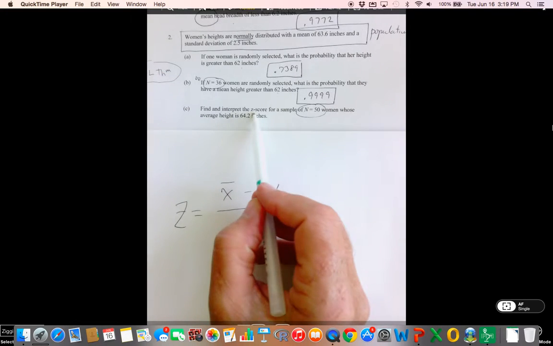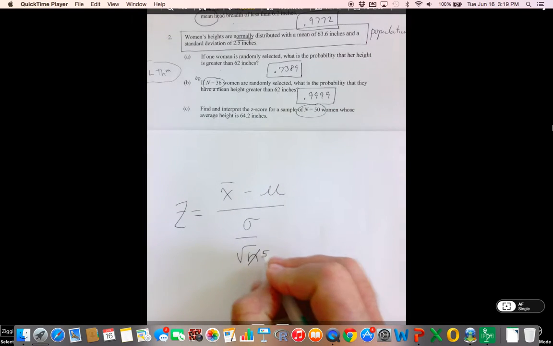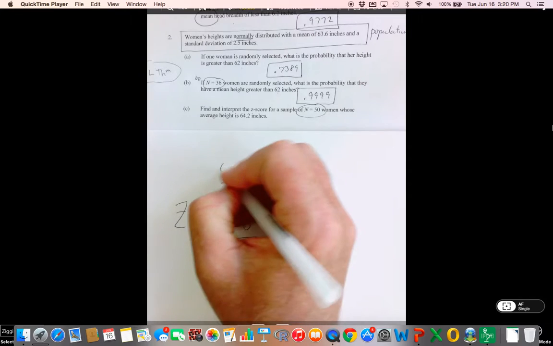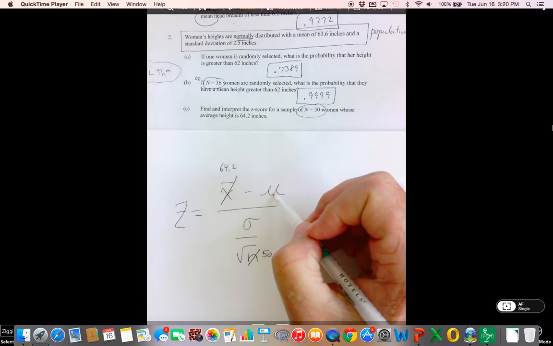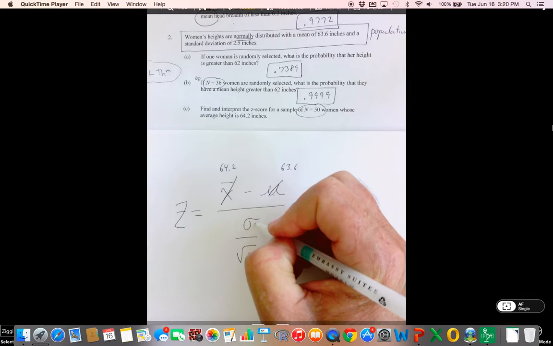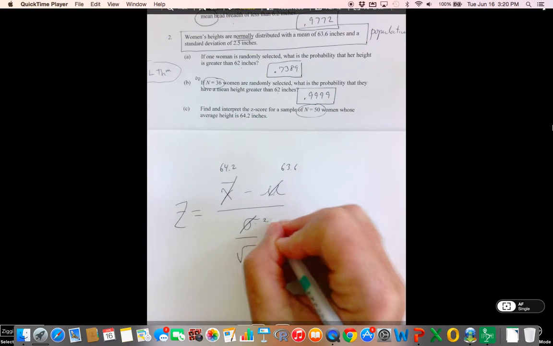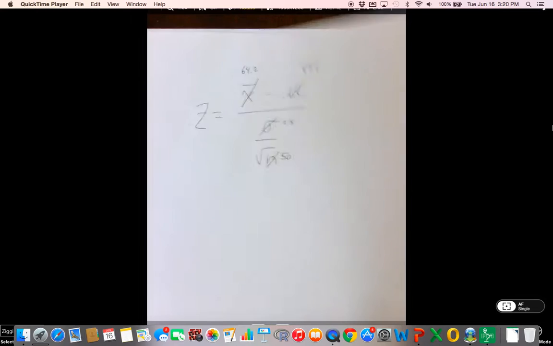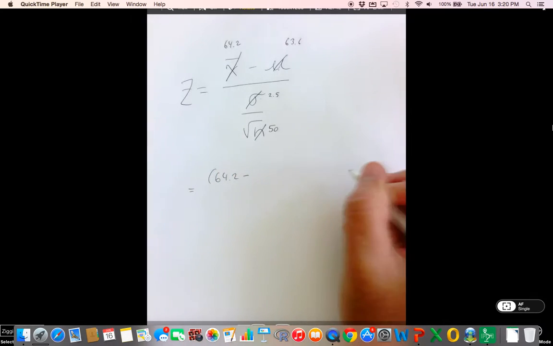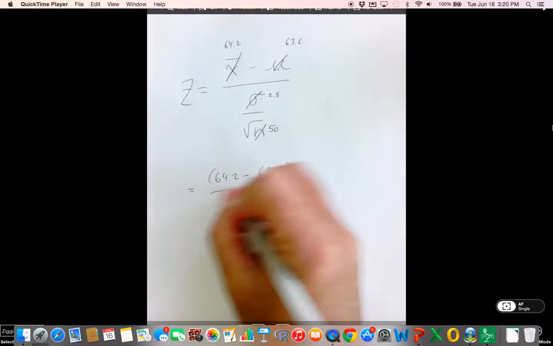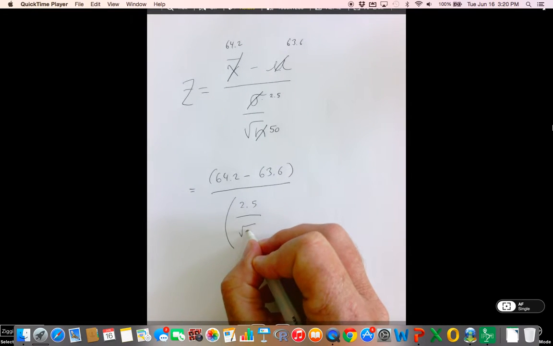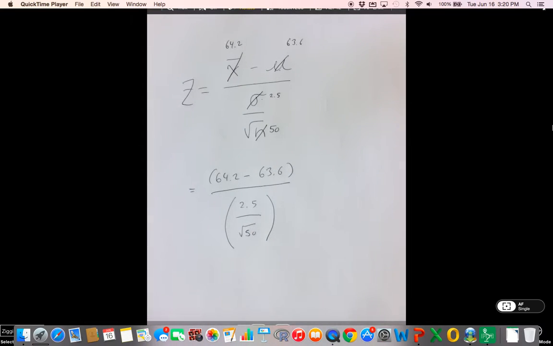All right, so find and interpret the z-score for a sample of 50 whose average height is 64.2. The mean comes from a population, that's 63.6. The standard deviation comes from our population, which is 2.5. So guys, putting this in a form that is not quite so messy: 64.2 minus 63.6, divided by 2.5 divided by the square root of 50.